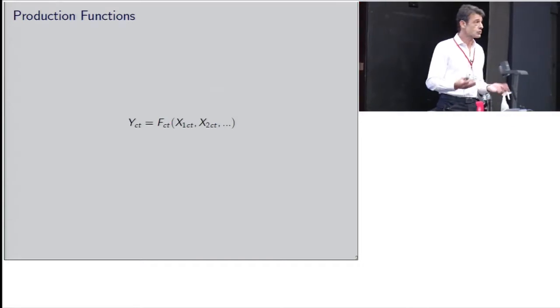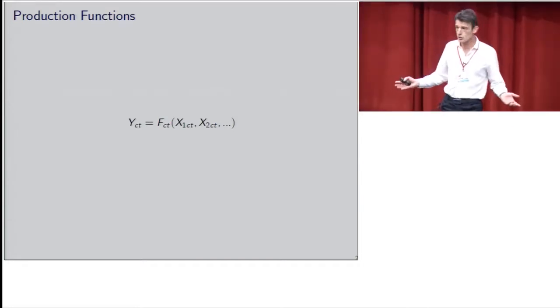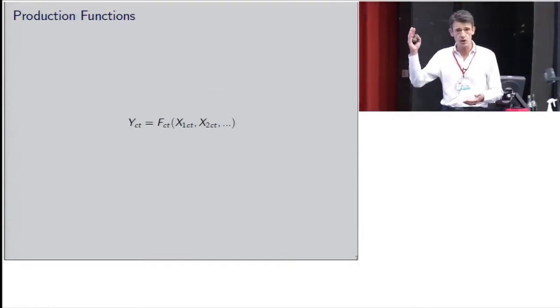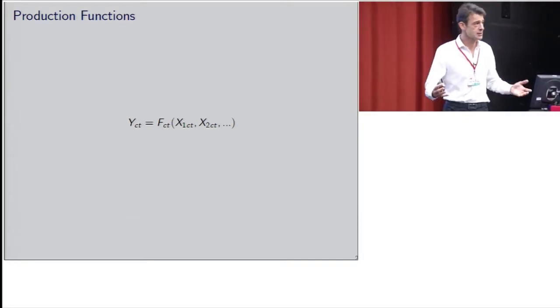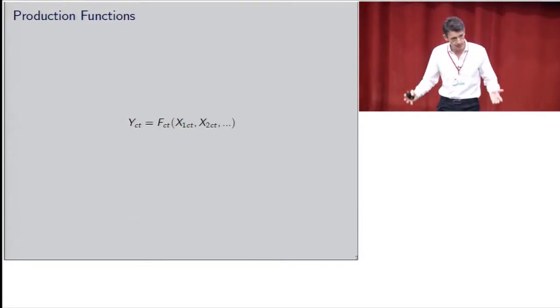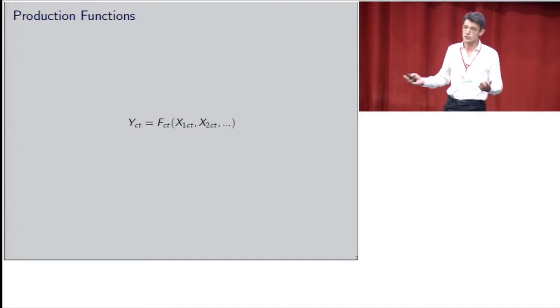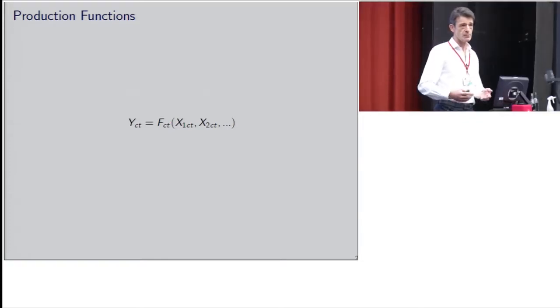So when we talk about technology, we're talking about production functions, obviously. And so the object that is at the center of the discussion tonight is an aggregate production function, which maps, of course, inputs into outputs. There are subscripts there, which are C for country, T for time, because I want to think both across countries and over time.